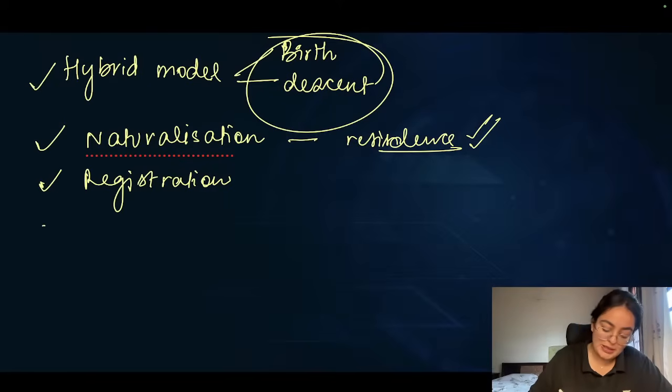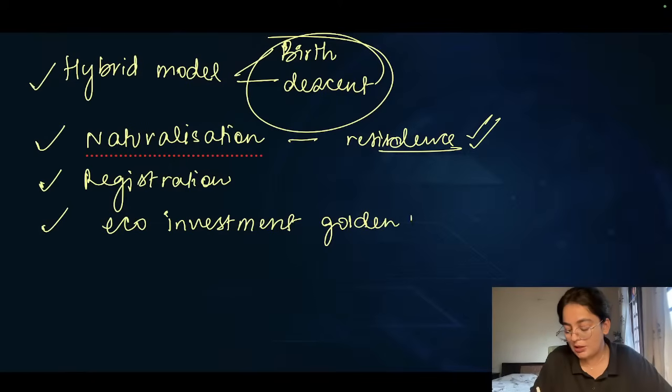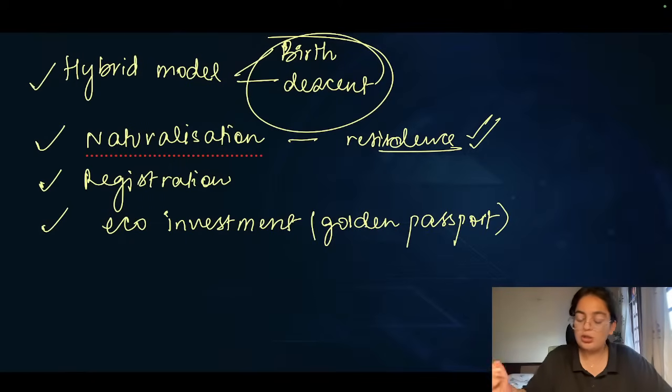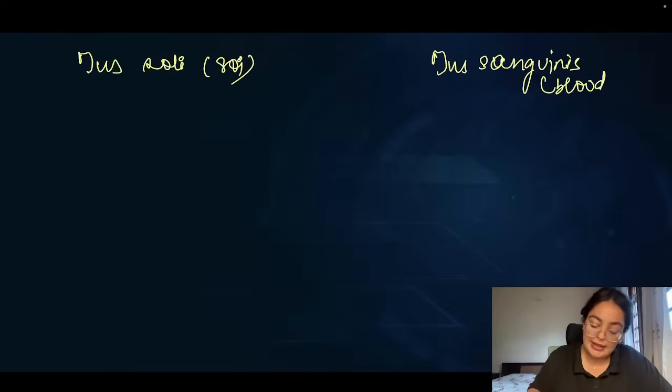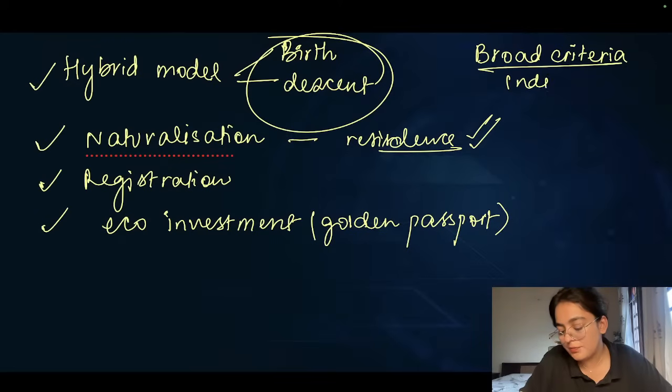Right? There can also be citizenship based on economic investments. For example, you would have heard about the golden passport, etc. So if you invest a certain amount in certain countries, for example, Malta, then you also get citizenship. There can also be others based on ethnicity, etc. So these are different models. India, of course, is providing a very broad set of criteria for how you can gain citizenship.